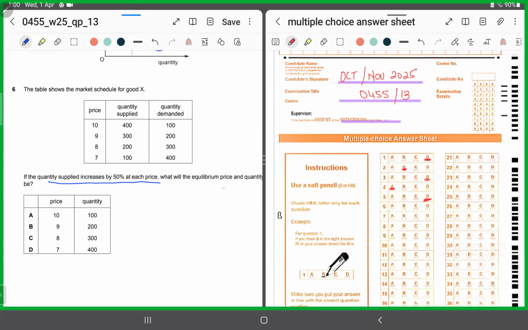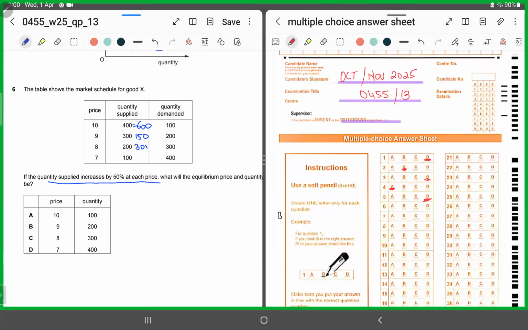So now let's first increase the quantity supplied by 50% at each price. It was 400, increasing it by 50% would mean 400 and adding 200 to it. That's the 50%, so it would be 600. 300 increased by 50% would be 450. 200 increased by 50% would be 300. And 100 increased by 50% would be 150.